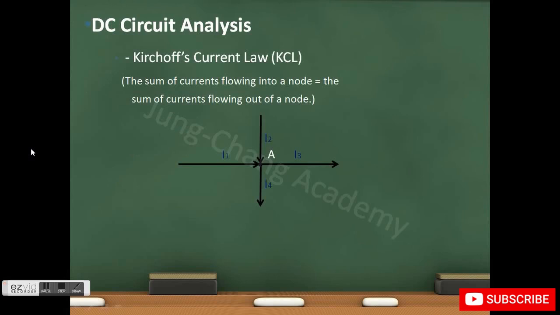Kirchhoff current law tells you that the sum of current flowing into a node equals to the sum of current flowing out of the same node. In this case, we have I1 and I2 flowing into node A, I3 and I4 flowing out of the same node A. So according to Kirchhoff current law, we know that I1 plus I2 equals to I3 plus I4.